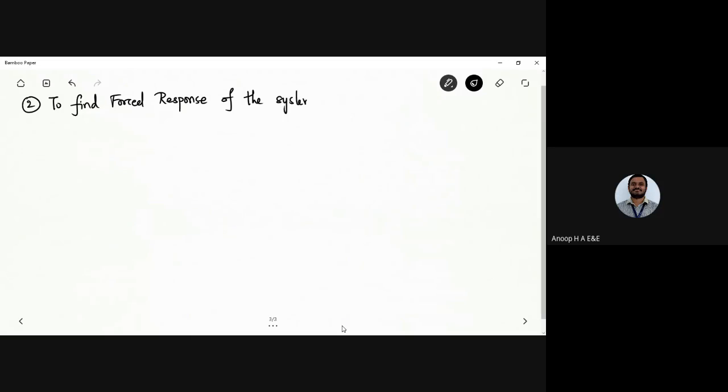So to find the forced response of the system, what do you need to consider? You need to consider the input. What is the input that is there? I have 0.4 power n. So this is quite similar to alpha power n, where alpha would be equal to 0.4.